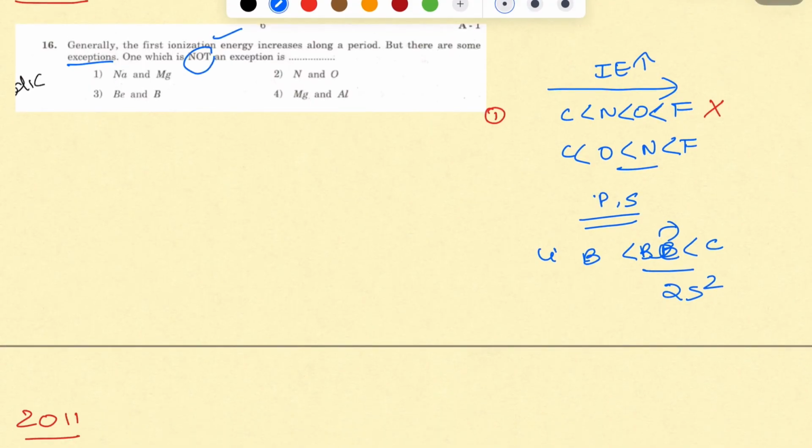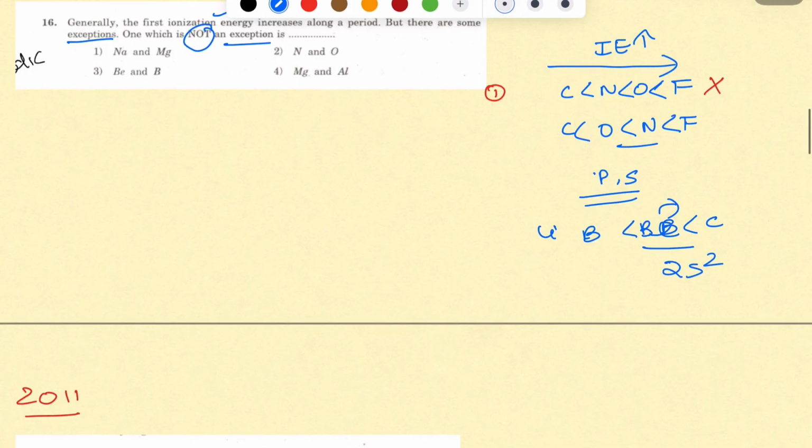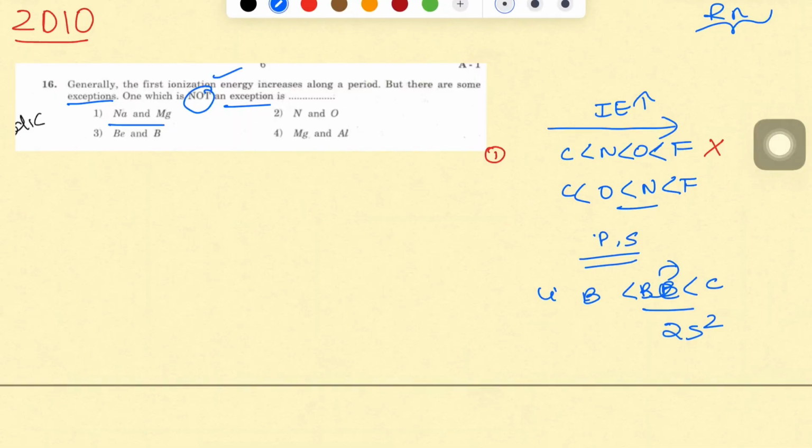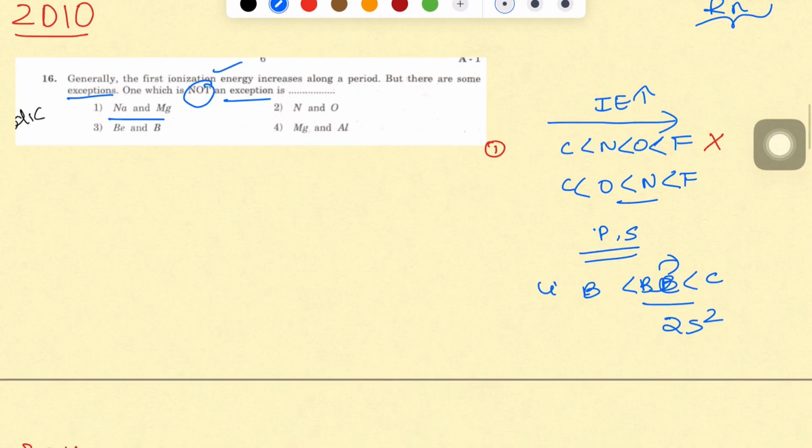Now one which is not an exception we have to see. Okay, we have sodium and magnesium. First, let's see where all these elements are placed in the periodic table. We have sodium and magnesium in the third period. First, let's write all these elements based on how they are set in the periodic table. Sodium and magnesium in the third period.